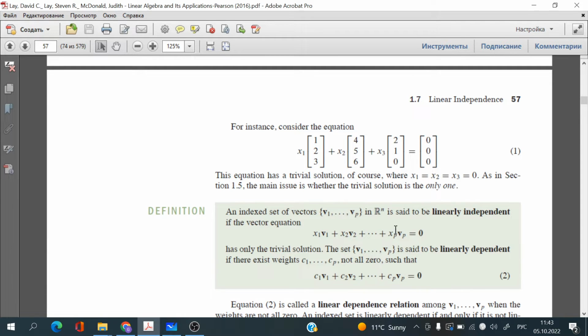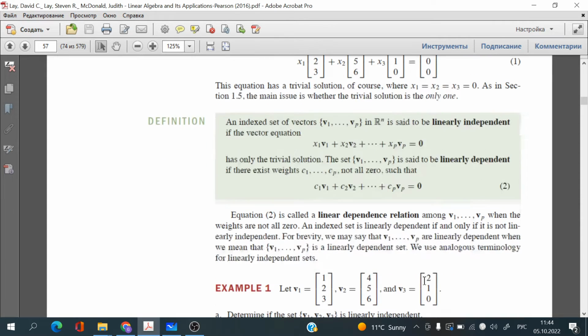To make it short, in a linearly independent situation, you have only the trivial solution, when your solution equals 0. However, in linear dependence, you have some weights that are not equal to 0, not all equal to 0. This is the main difference between them. Equation 2 is called a linear dependence relation among v1 and so on up to vp, our set of vectors, when the weights are not all 0. I already said it, correct?